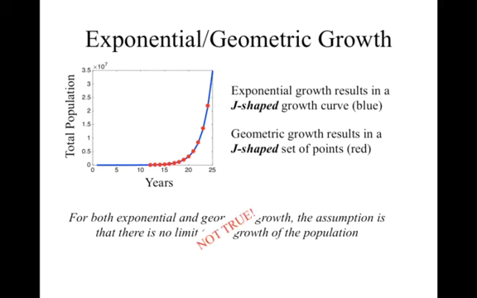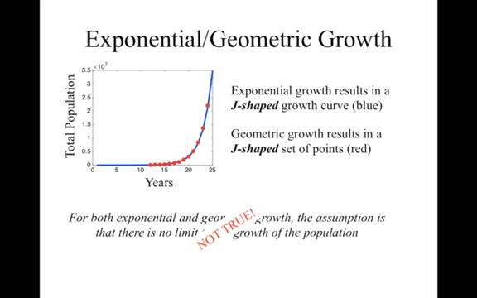And that's because if you think back to lesson 1, one of our maxims was that no population can grow forever. But that's the assumption of exponential and geometric growth. Both of these models assume that the population can go up and up and up forever and ever. And in reality, that doesn't happen.